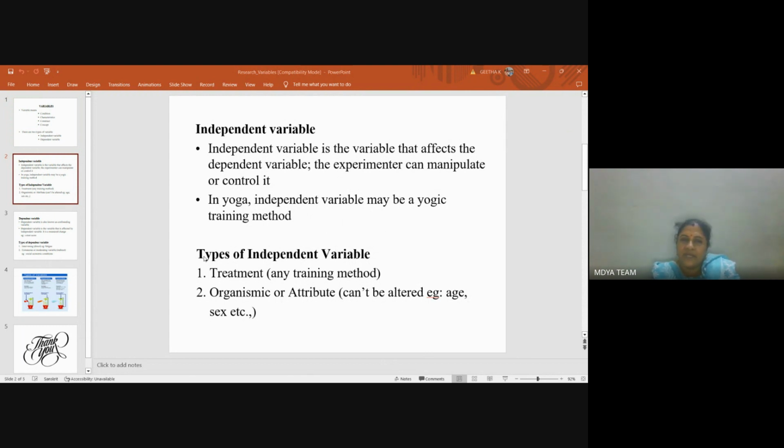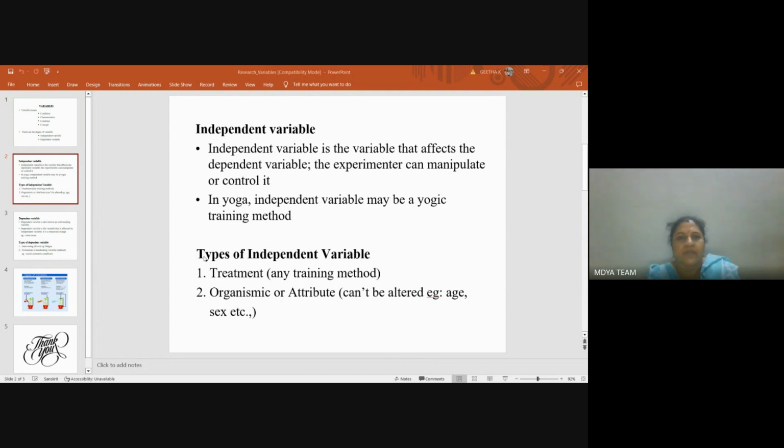And it can manipulate or control it. That is the thing. As we have said, yoga can control hypertension, yoga can control fasting sugar, yoga can control HbA1c, right? So the independent variable has the power to manipulate the dependent variable. That is a very important term. But the dependent variable cannot manipulate or control the independent variable. So you can keep these two examples in your mind: yoga and the diseases. Yoga is an independent variable and the diseases are dependent variables.